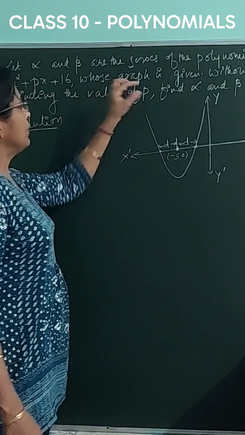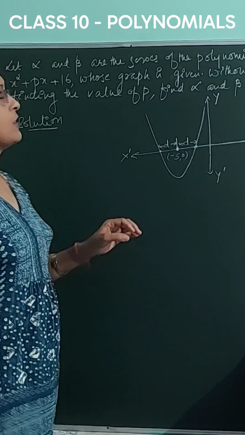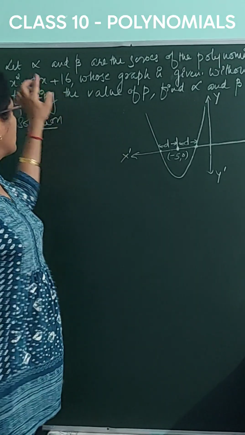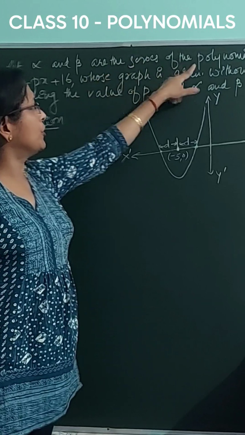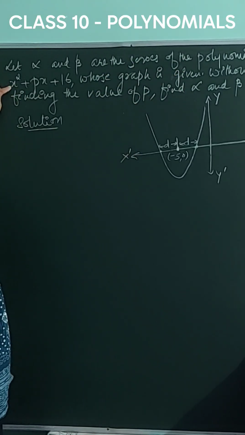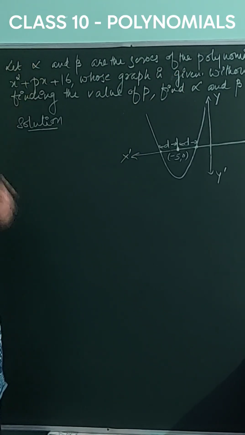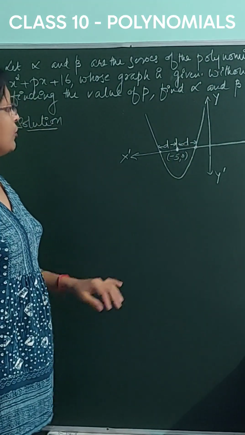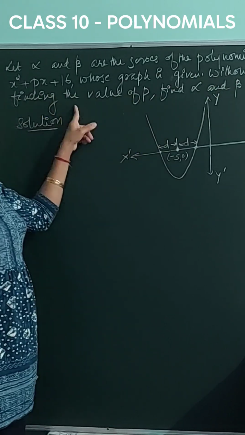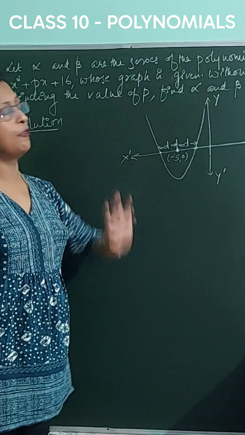So we have another important question from the chapter Polynomials of class 10th. The question is saying that let alpha and beta are the zeros of the polynomial x square plus px plus 16 whose graph is given. So what we have to do, without finding the value of p, find the value of alpha and beta.